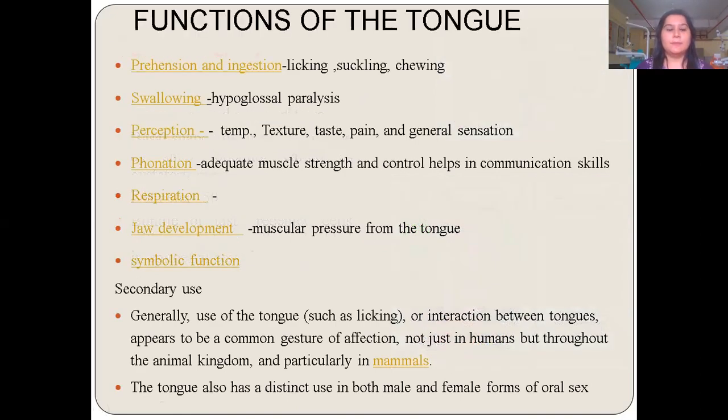Coming to the functions of the tongue, first is prehension and ingestion, that is licking, sucking, and chewing. Swallowing, perception of temperature, texture, taste, pain, and general sensation. Phonation, adequate muscle strength and control helps in communication skills. Respiration, jaw development, pressure from the tongue causes proper jaw development, and symbolic function.